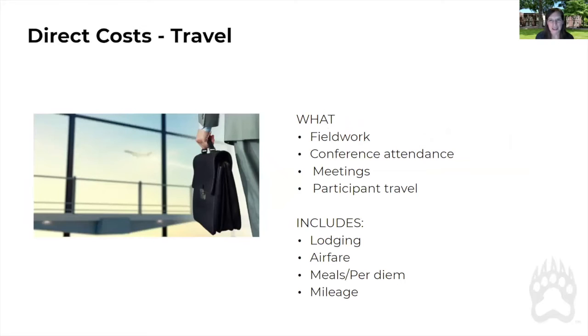The travel category includes all travel costs for field work, conference attendance, presentation of findings, advisory meetings, participant attendance, etc. Typical travel costs include lodging, airfare, meals or per diem, and mileage. Travel must be planned and justified in accordance with university and funder travel guidelines.